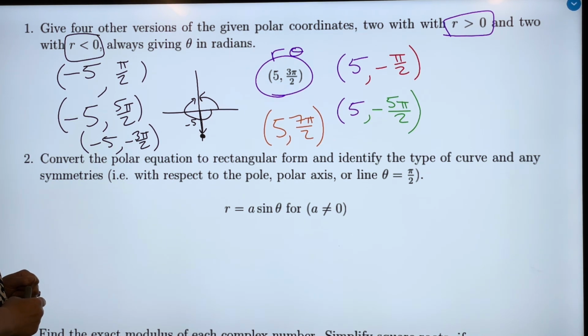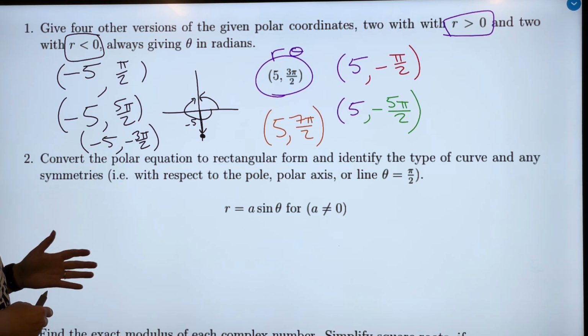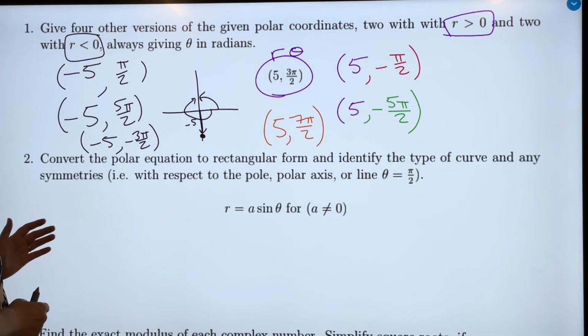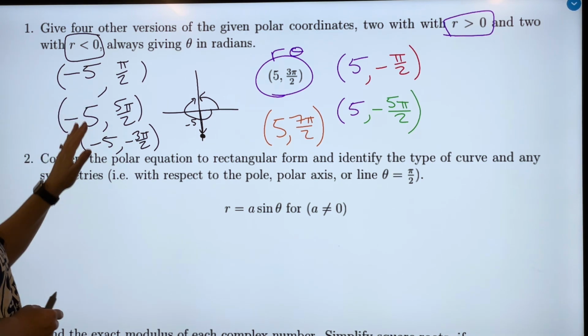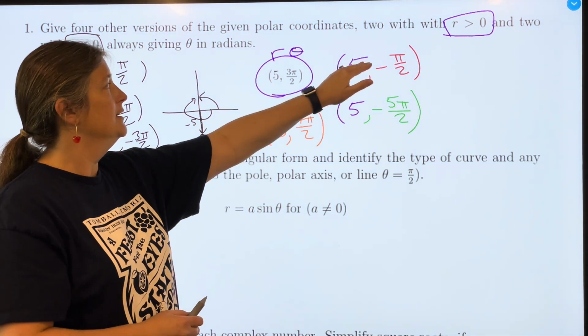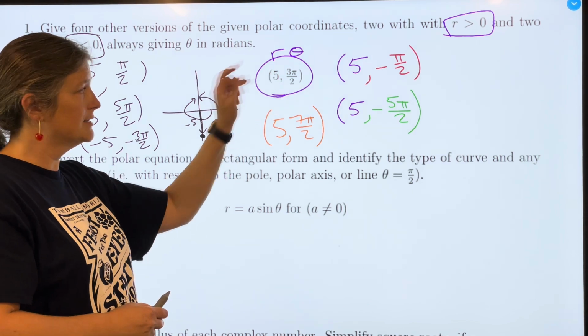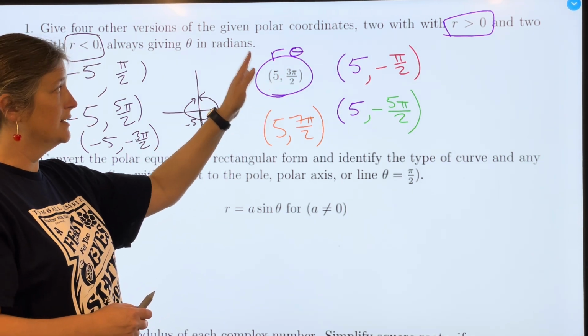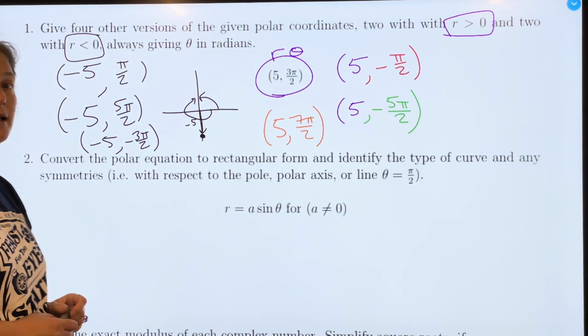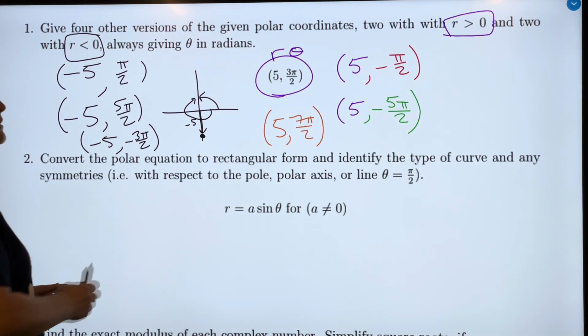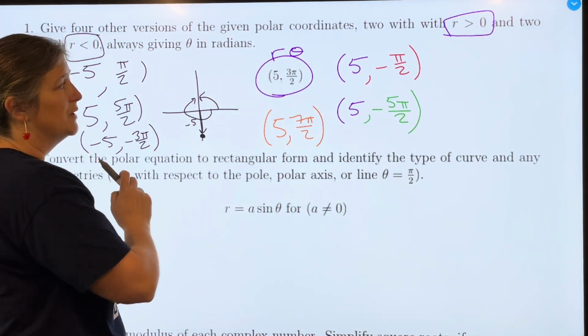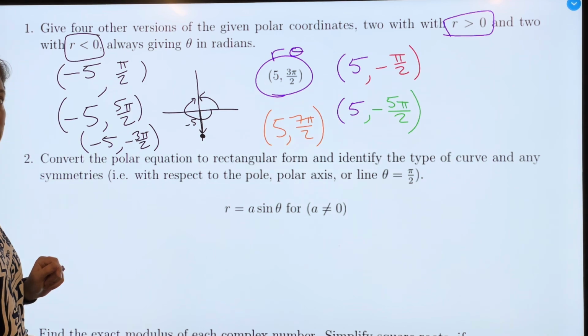So I recommend drawing it and then coming up with new ways to get to that same point. Again, every single one of these polar points lands in this spot. This is the standard version that has a positive r and a theta between 0 and 2 pi. So this is sort of our fully simplified polar point. But all these other polar points land in the same place.